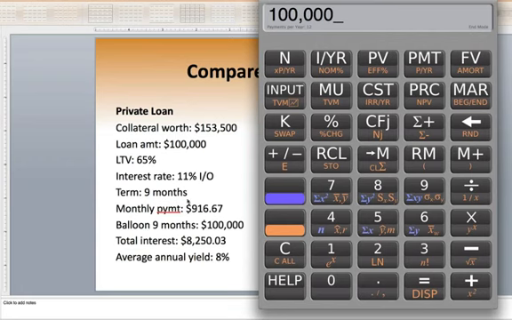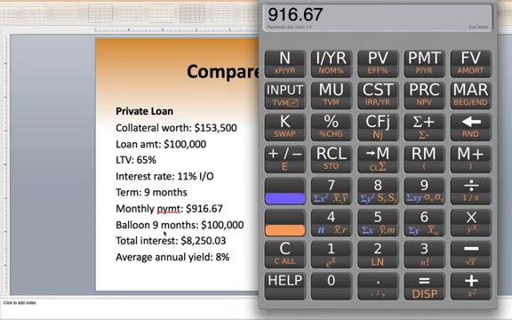So 100,000 at 11%. Remember, let's move the decimal point over to the left 2 times, times 0.11. That 11,000, that's for an entire year. So let's figure out per month. So 1 year, 11,000 divided by 12 gives us the interest for each month, which is $916.67.